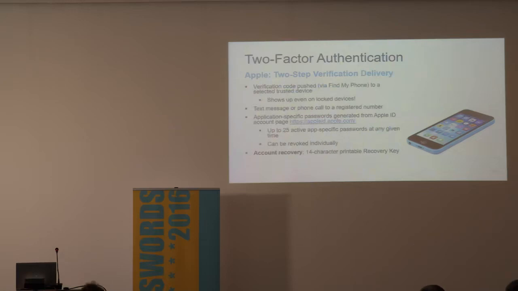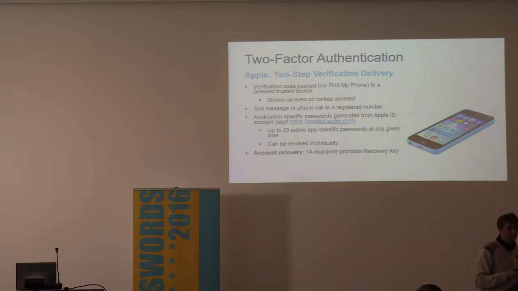What is two-step verification in Apple's view? Two-step verification requires an additional verification code. It's basically a code consisting of 6 digits that can be either pushed to your trusted device via Find My Phone protocol, and we'll talk about it later. It's not a secure way to push it. Or it can be sent as a text message to your trusted phone number, or it can be delivered as a phone call.